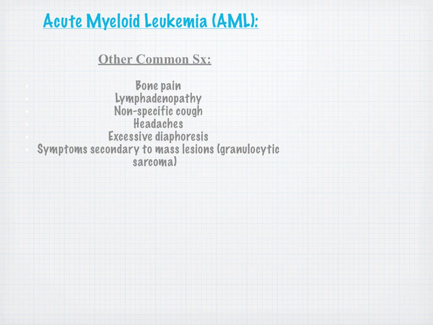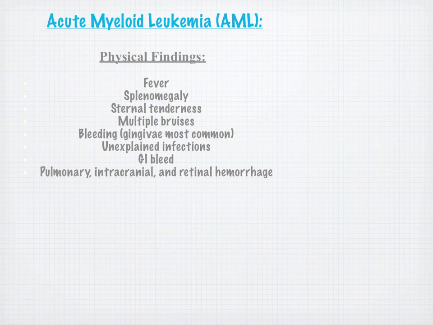Other symptoms could be bone pain, lymphadenopathy, a nonspecific cough, headache. This list really bothers me because this is so common to so many things. So there's nothing on here that's pathognomonic for AML, but just so you can notice, there's the list.